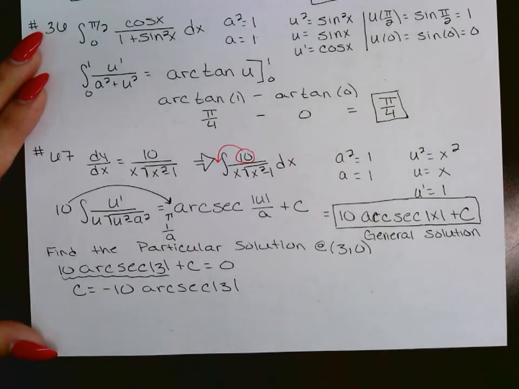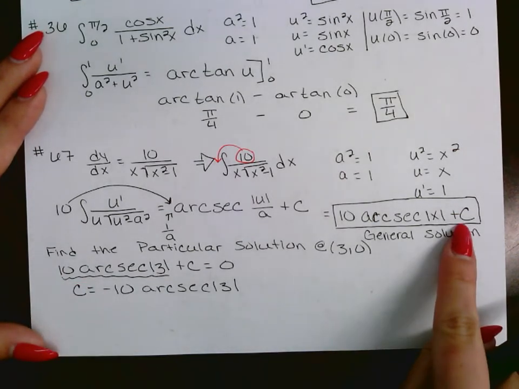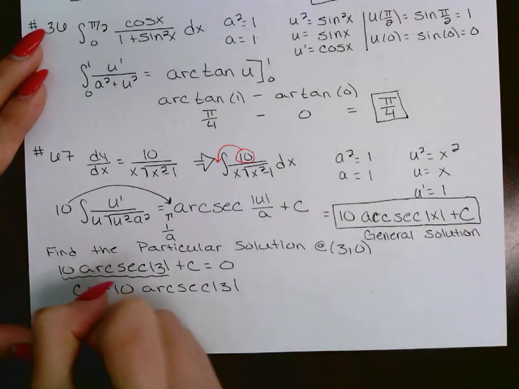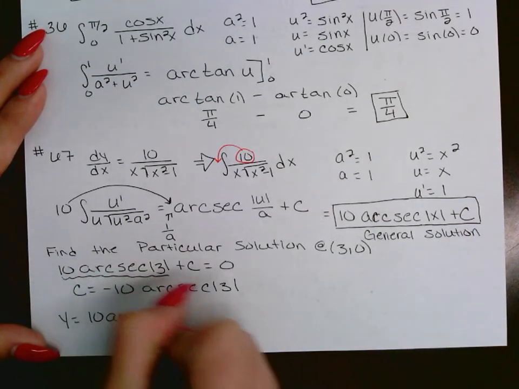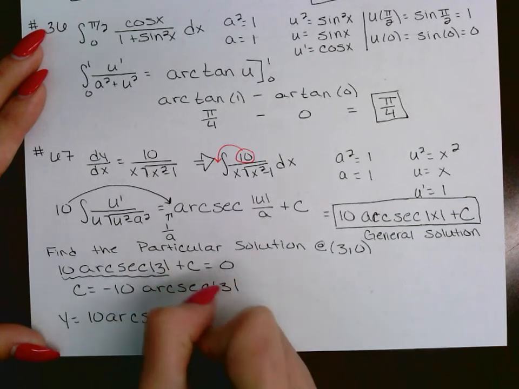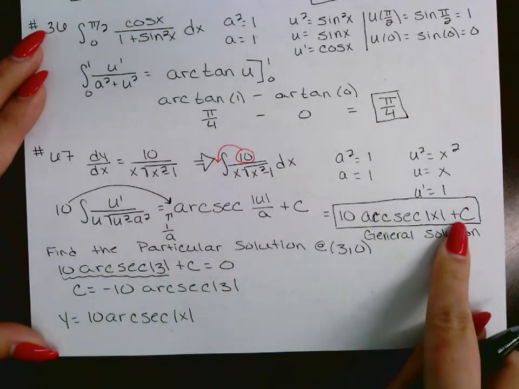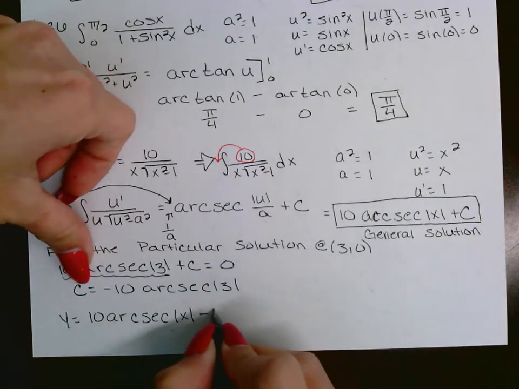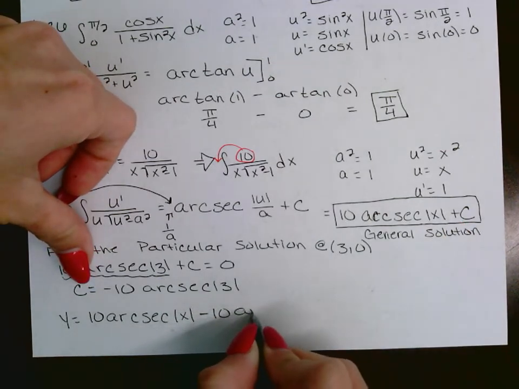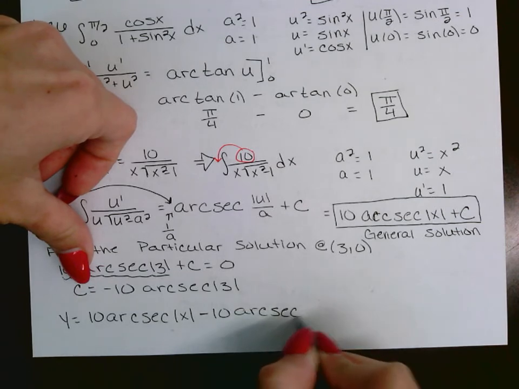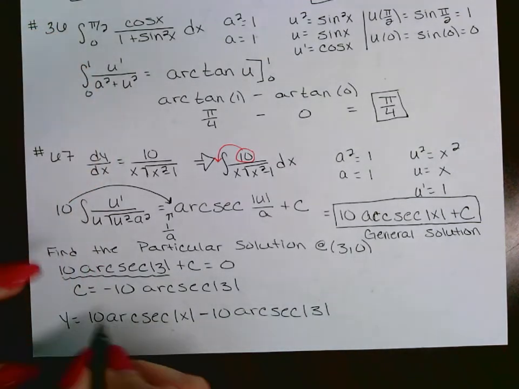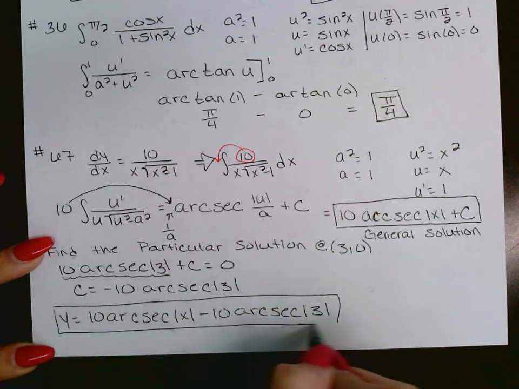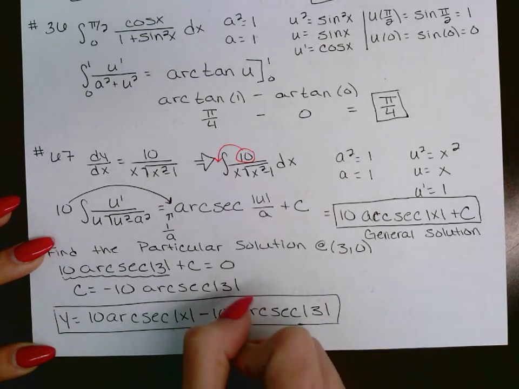Last step to finding particular solution is to plug my c into my general solution. So I can say y equals 10 arc secant, absolute value of x, and instead of saying plus c, I'm going to plug in what c equals, which is, right, minus 10 arc secant of absolute value of 3. And now that is my particular solution.